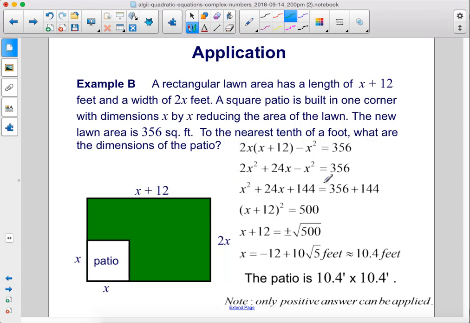So we have our quadratic equation here. We're going to complete the square because we add 144 to both sides. Therefore, we have (x plus 12) squared equals 500. We can solve, take the square root of both sides.